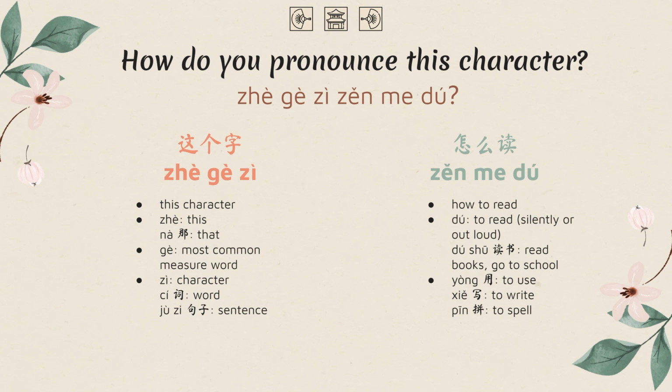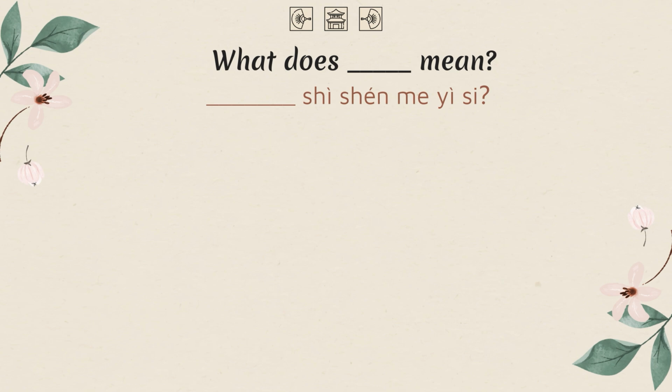Another very useful question you could ask is simply, what does something mean? 是什么意思. Blank 是什么意思. So 是 means all kinds of to be. Am, is, are, was, were. They're all 是 in Chinese since we don't conjugate verbs.